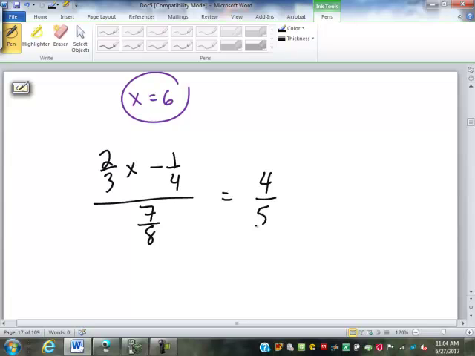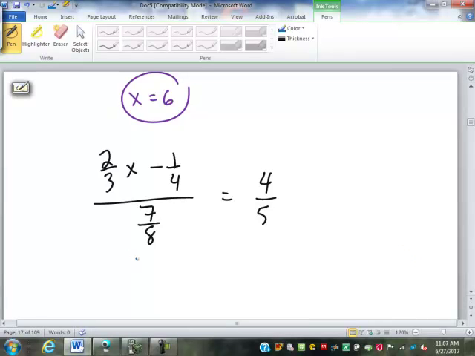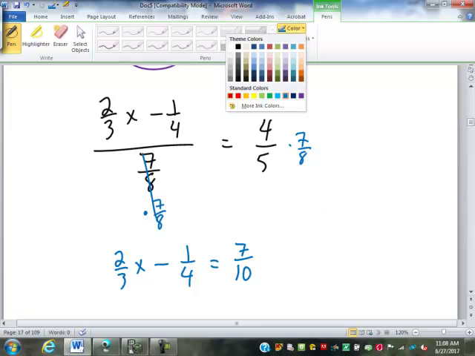Well, let's throw you into the fire here. This one's exactly the same, only there's fractions. Okay, so what's our first step? Multiply by 7/8. Perfect. We're going to multiply by 7/8 on both sides. So on the left, what do we have? 2/3 x minus 1/4. On the right side, we have to do the 4/5 times 7/8. Comes out to be 7/10. Any questions so far?